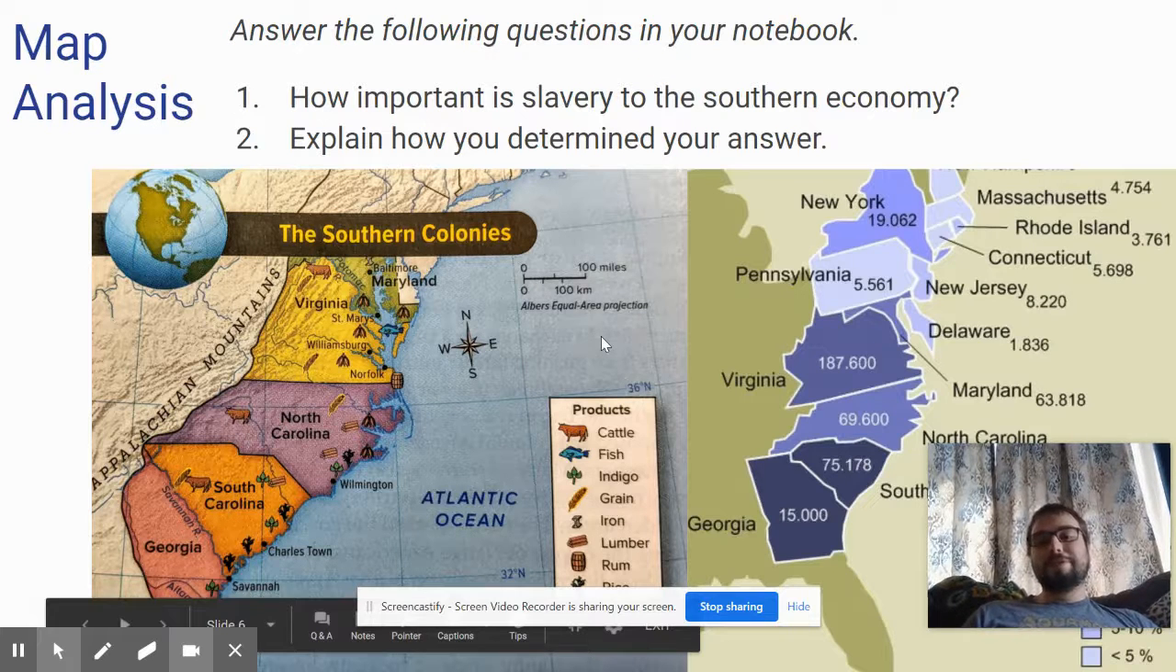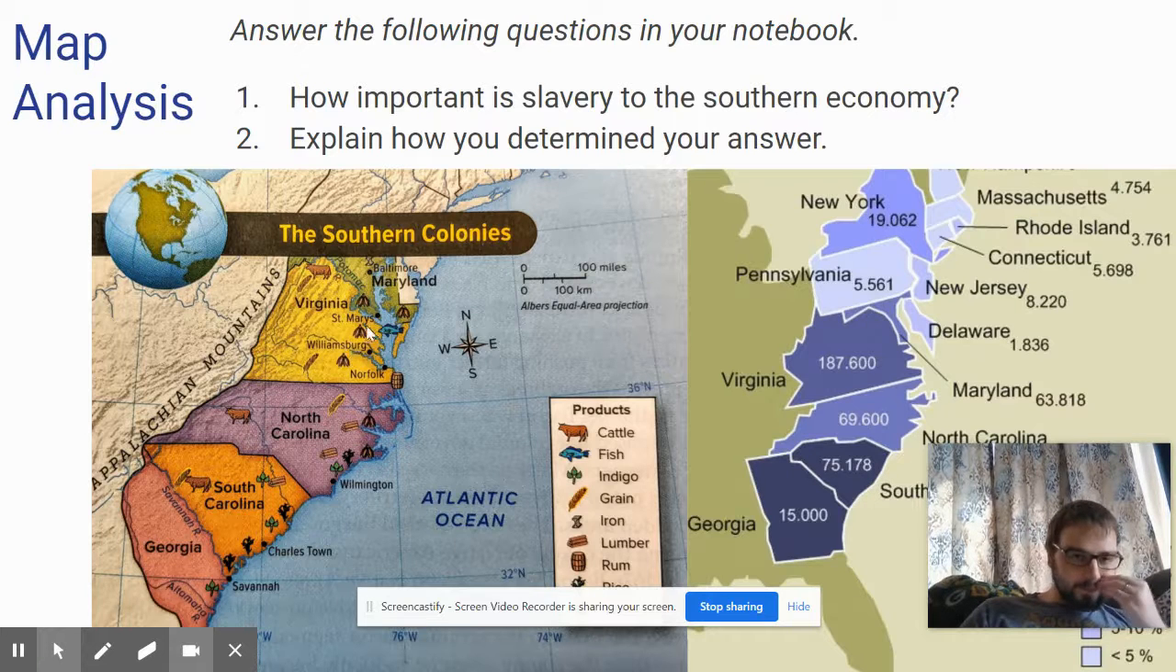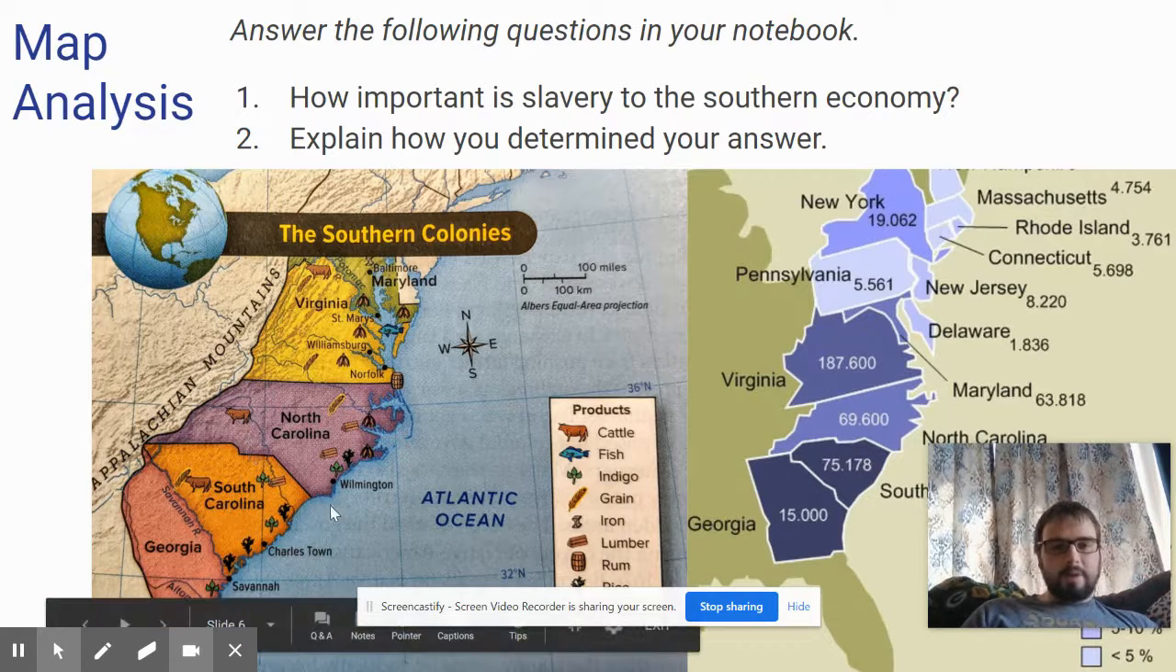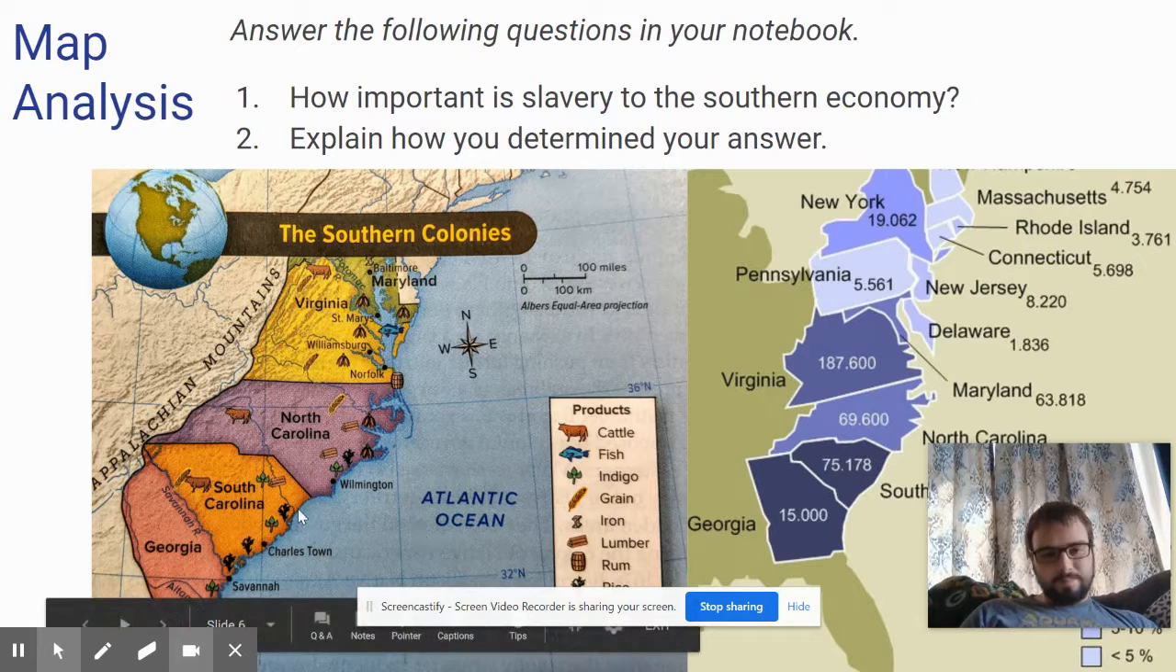Welcome to the end of the video, those of you that are here for the explanation of the map analysis. So once again, we're going to look at that: how important is slavery to the Southern Colonies? How is it impacting their economy? So first thing I want to do is look at this economics map. There's some cattle in here, a little fishing up near Maryland, but most of this, if you look, is all crops. We have a lot of tobacco, indigo, and rice.